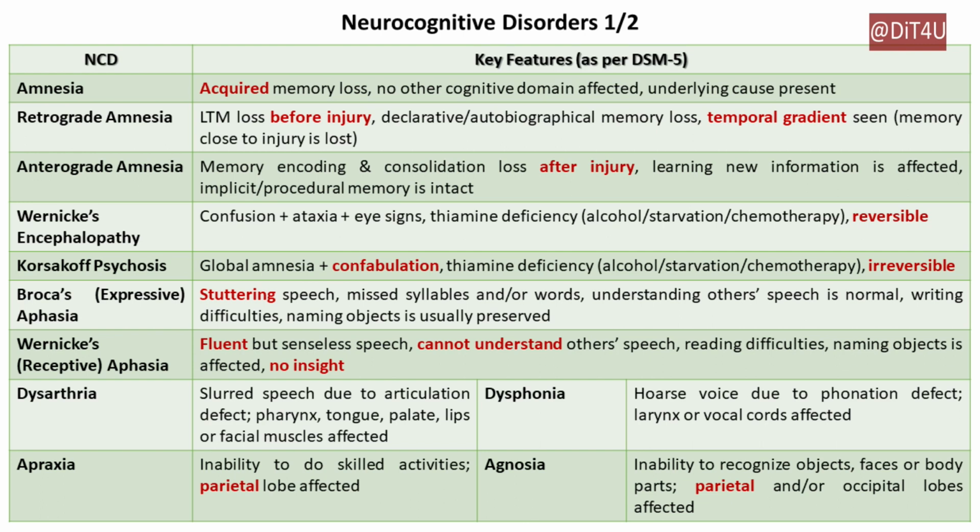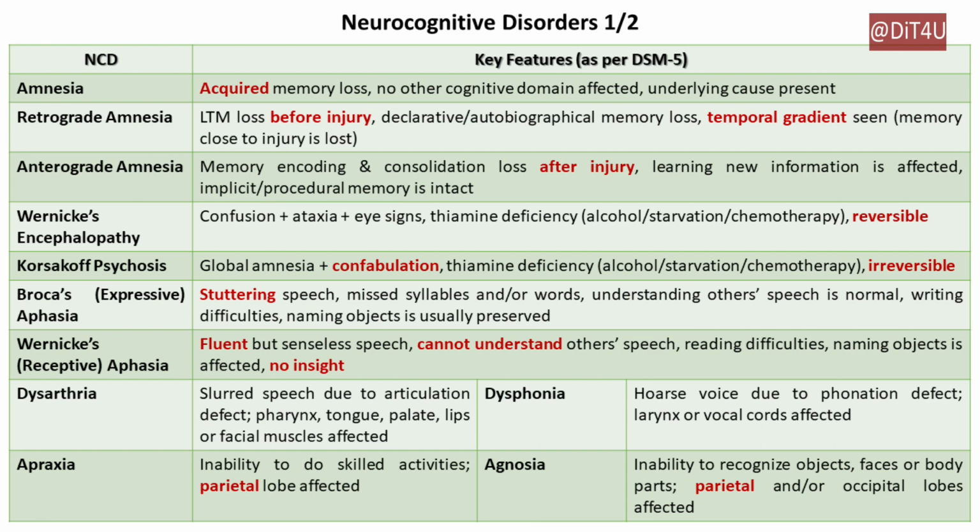Dysarthria, slurred speech due to articulation defect. Pharynx, tongue, palate, lips, or facial muscles are affected due to some cranial nerve palsy, for example. Dysphonia, hoarse voice due to phonation defect. Air entry through the larynx or vocal cords is affected. So recurrent laryngeal nerve palsy can cause that.